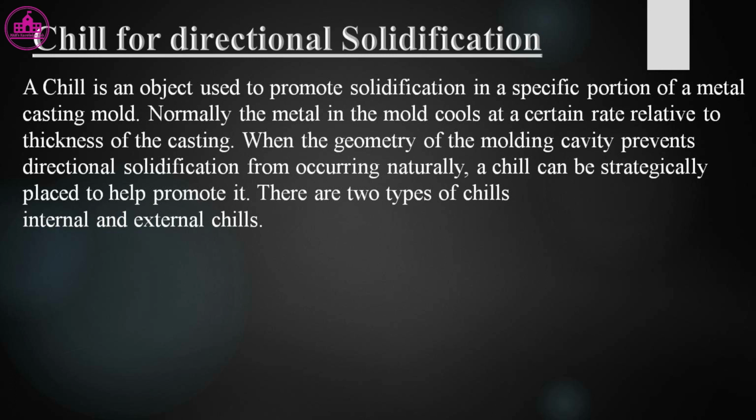Chill for directional solidification. A chill is an object used to promote solidification in a specific portion of a metal casting mold. Normally the metal in the mold cools at a certain rate relative to thickness of the casting. When the geometry of the molding cavity prevents directional solidification from occurring naturally, a chill can be strategically placed to help promote it. There are two types of chills: internal and external chills.